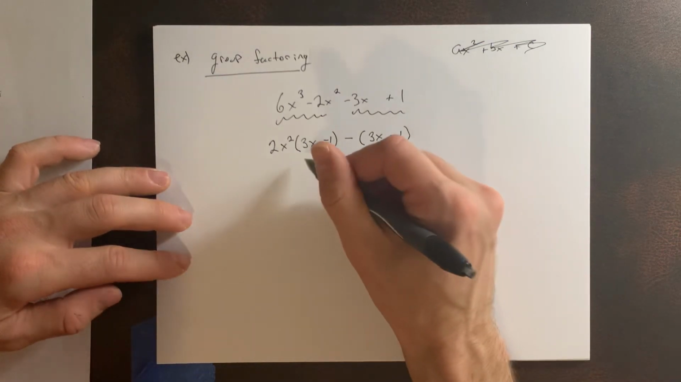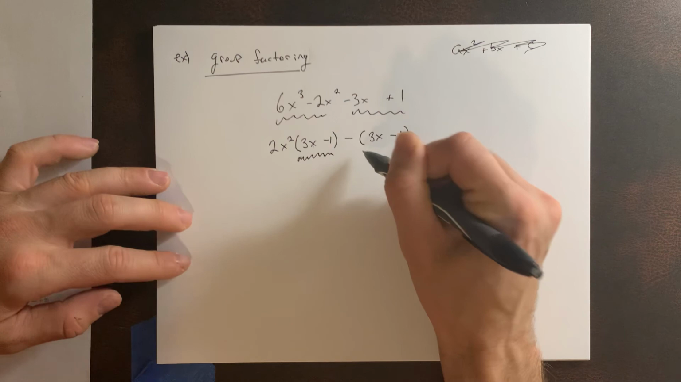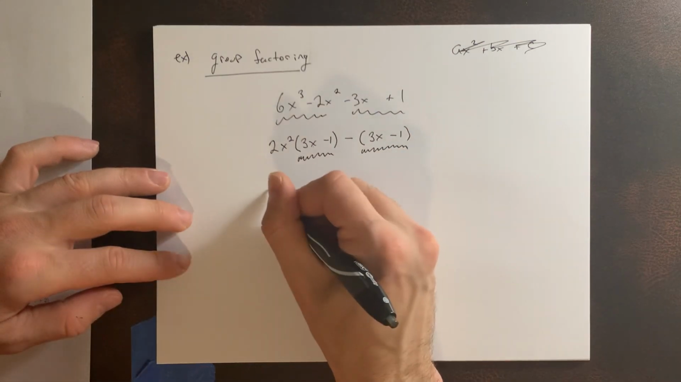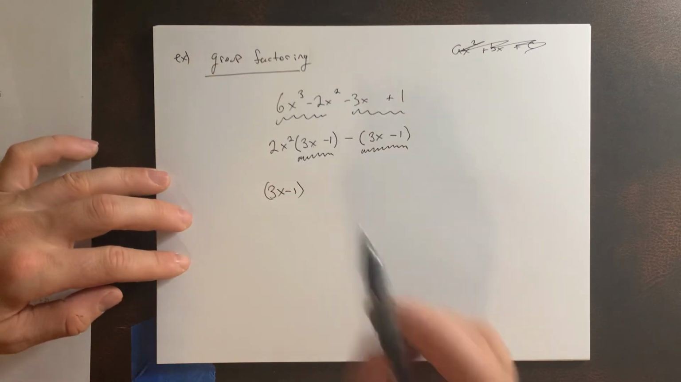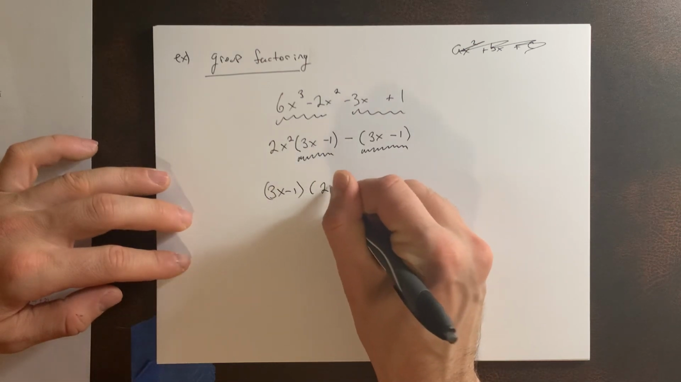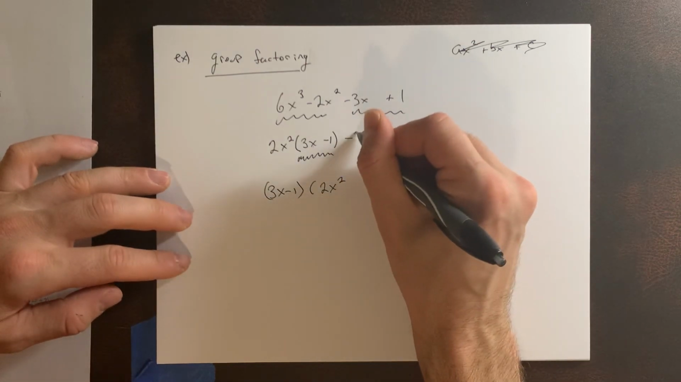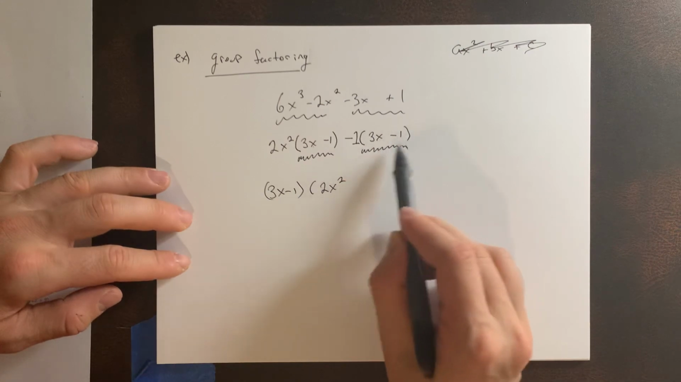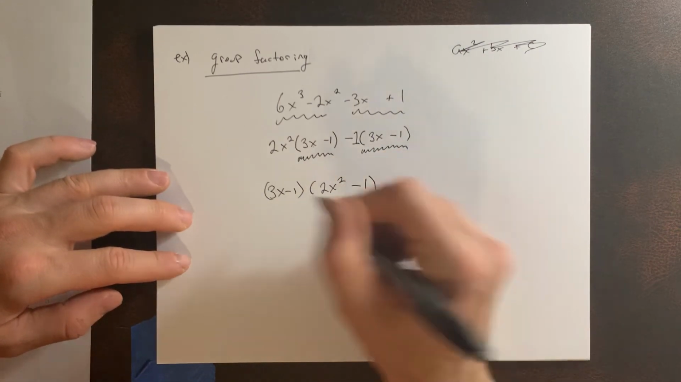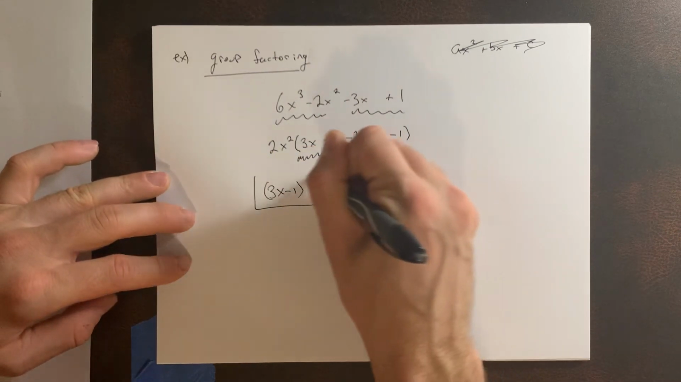And now we're at this part, so you see we have a 3x minus 1 here, and also a 3x minus 1 here. So we could factor that out. And if we take out the 3x minus 1 from this first bit, we just have a 2x squared. And again, we can think of there being a 1 right here. So if we take out this 3x minus 1, we're just left with this minus 1. And this would be the answer once we're done factoring.